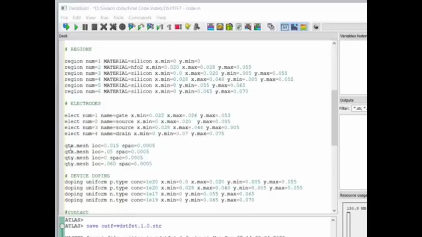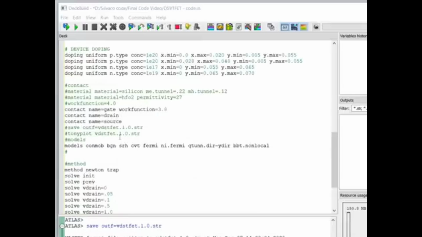Next, we have to define the QT quantum tunneling X meshing region from location 0.015 to 0.05. The spacing is 0.5 nanometer. And the next is quantum tunneling Y meshing, starting from 0 up to 60 nanometer with a spacing of 0.5 nanometer. After defining the quantum tunneling meshing, next you have to define the device doping.